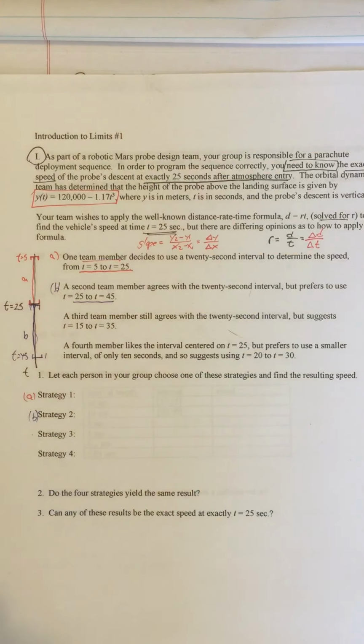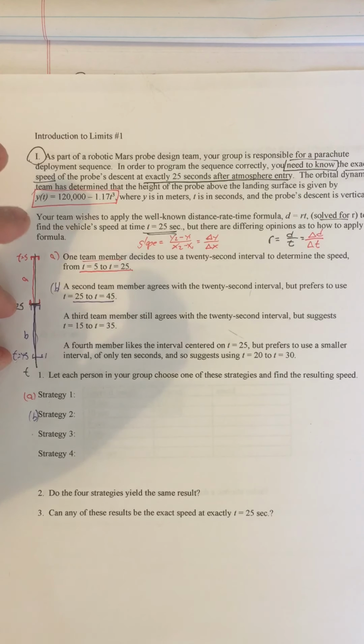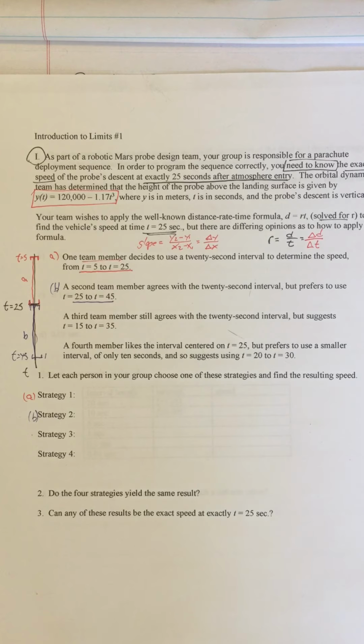So first of all, just to compare those two, so you see what the fundamental problem is, if I do the speed from 5 seconds to 25 seconds, and I do the speed from 25 seconds to 45 seconds, which speed is going to be higher? All right, the 25 to 45 seconds is going to be higher because the object's accelerating. It's going faster.